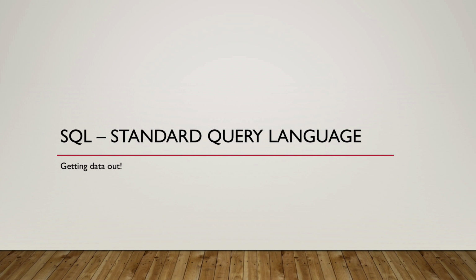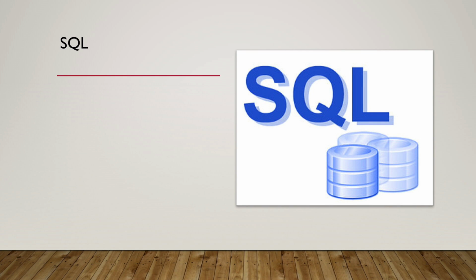So, what do we do to actually get data out of a relational database? Well, that's where this whole SQL thing comes in, the standard query language. What do we mean when we say the word query? Well, a query is just a question. It's a question to the database, and the database is going to answer the query with data. So a query is an attempt to retrieve data.